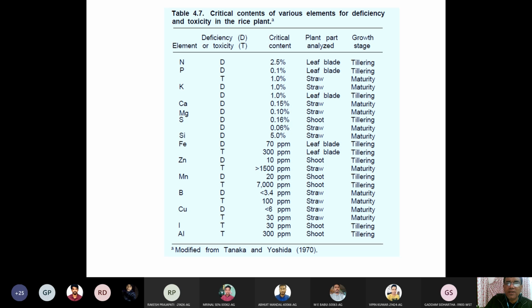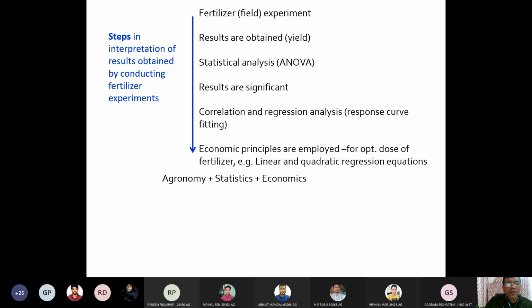So this is how we can fix the critical content of the nutrients in different plant species. You can see D for deficiency, T for toxicity, the critical content, the plant part analyzed, and the growth stage at which it was sampled. So this is how we define the critical concentration.